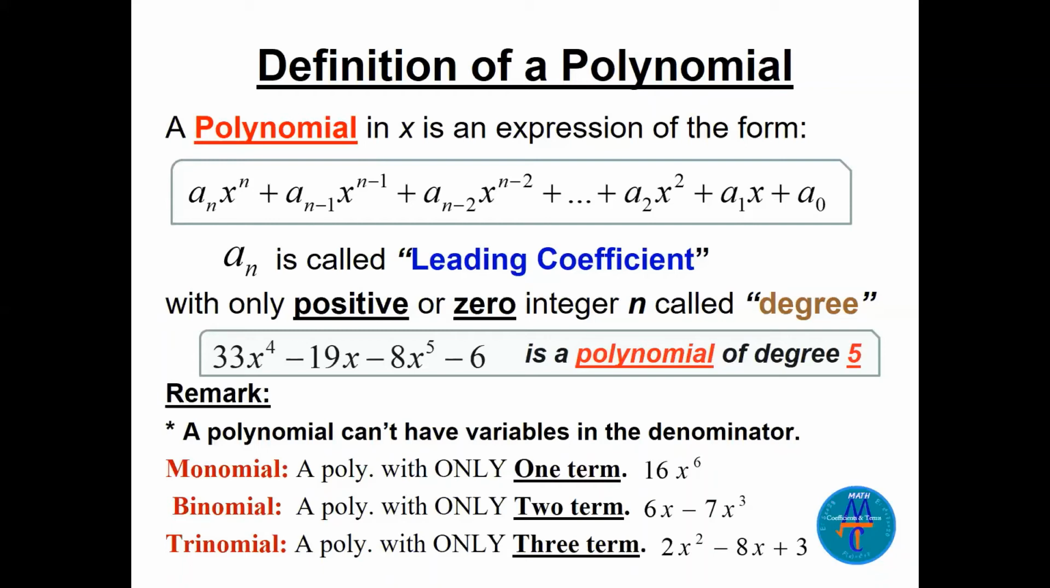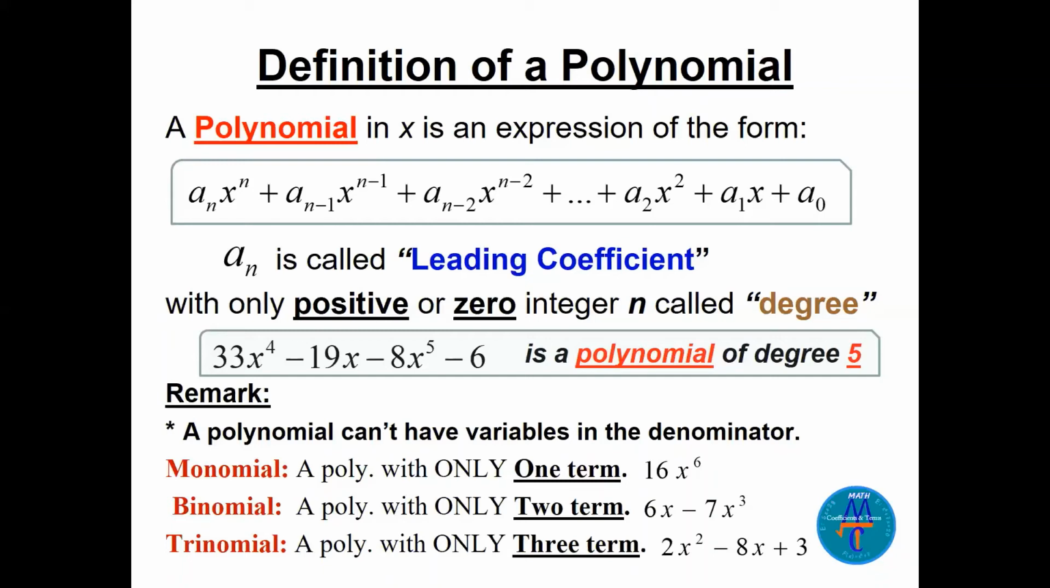Now what is the leading coefficient? The leading coefficient is the coefficient, we know what the coefficient is, of the term that has the degree. So it is minus 8 here. See the leading coefficient, an, it's minus 8. This is the leading coefficient. We will see another example.